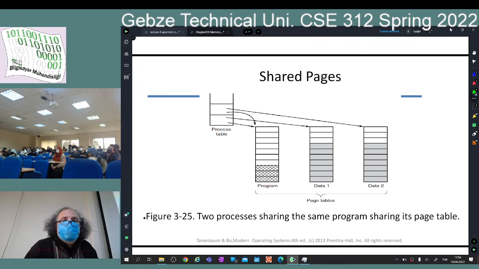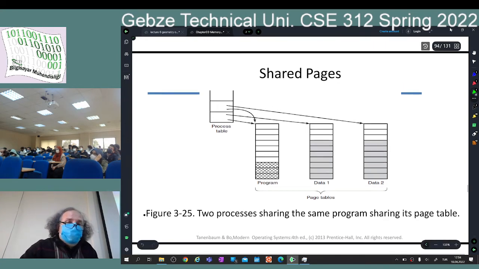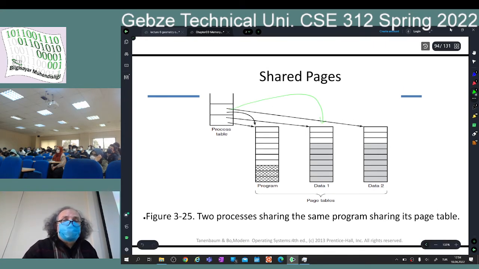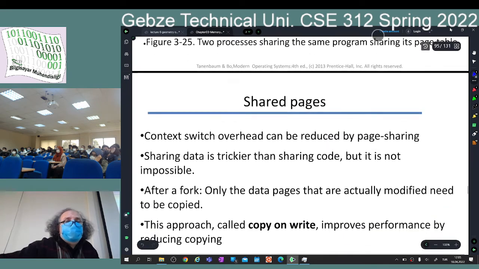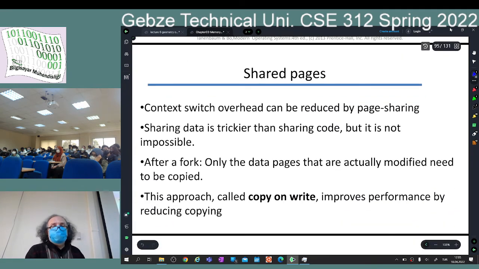At the beginning, I have only one instruction space and one data space for both of these processes. Okay? Both of them are sharing the program and both of them are sharing the data. Okay? I copy the data pages only if I modify them. Let's say I modify this page, then I copy it only because I have to modify it. That's called copy on write.